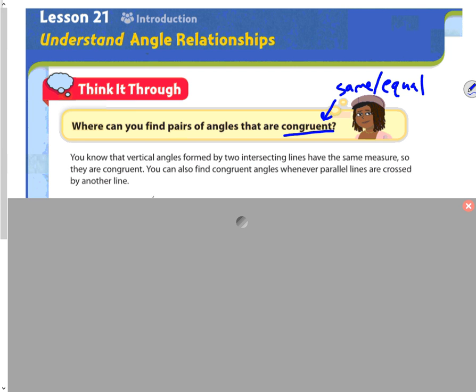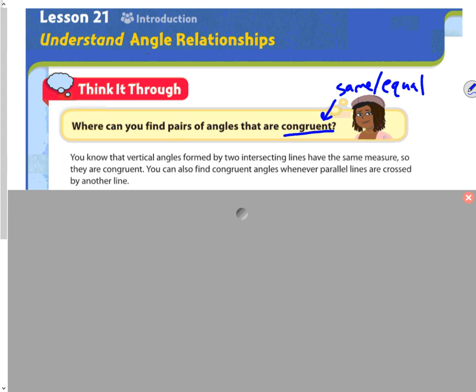Now, you know that vertical angles, and this is something that you've learned in the past, we haven't reviewed it a lot, but vertical angles, which I'll show you in a second picture, are formed by two intersecting lines and have the same measure, so they're congruent. So meaning two intersecting lines, here's one, here's another. The two angles that I'm highlighting here are opposite of each other, and they are called vertical angles. They are congruent. Okay?